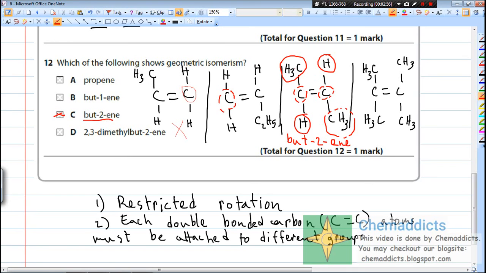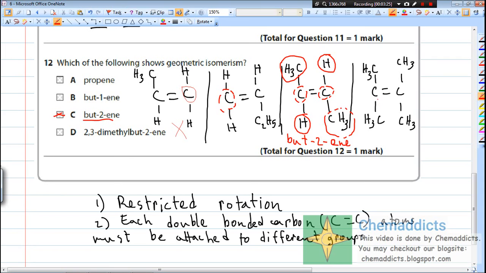This carbon atom is attached to different groups. One group is hydrogen, and the other group is methyl. In this particular double bonded carbon atom, this carbon atom is attached to a hydrogen group and a methyl group, and that makes butene undergo geometric isomerism.